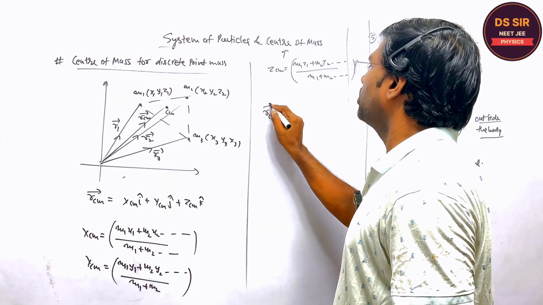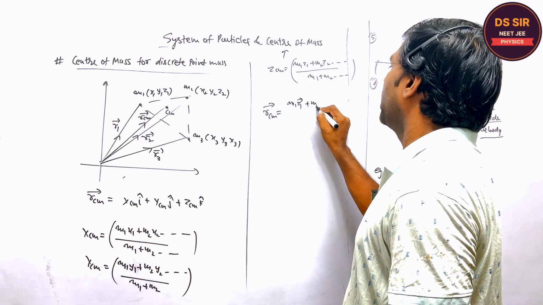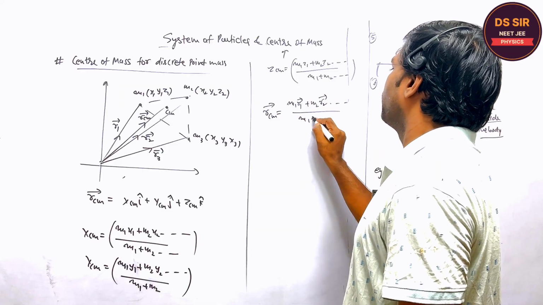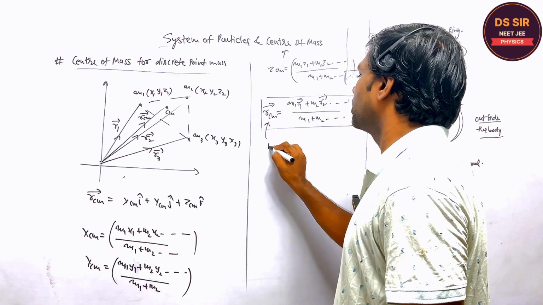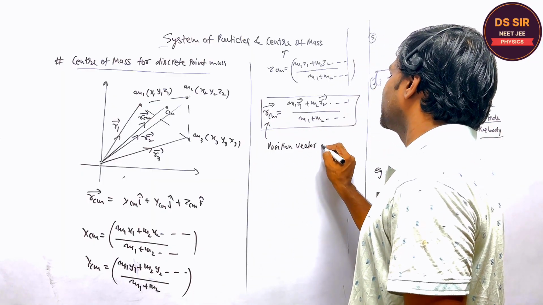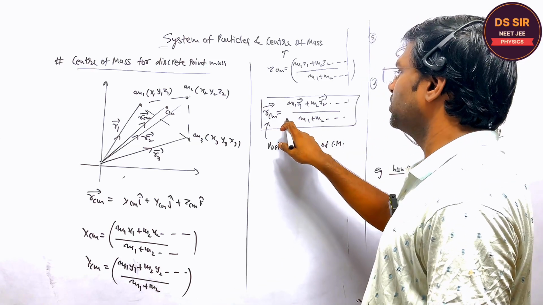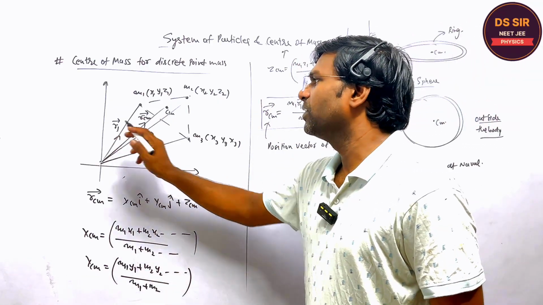So the center of mass position vector may be given as (m1 r1 + m2 r2 and so on) divided by (m1 + m2 and so on). So this is the position vector of the center of mass, right? From this formula, the x coordinate XCM can be written in terms of r1.